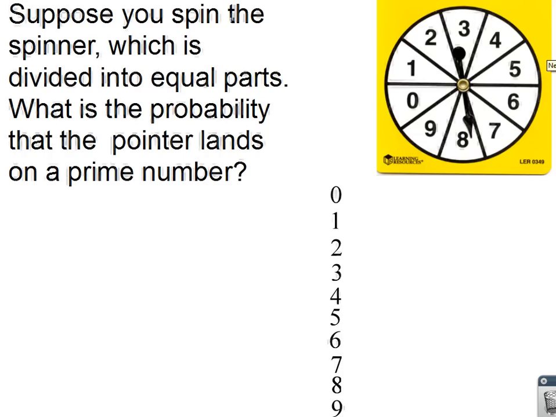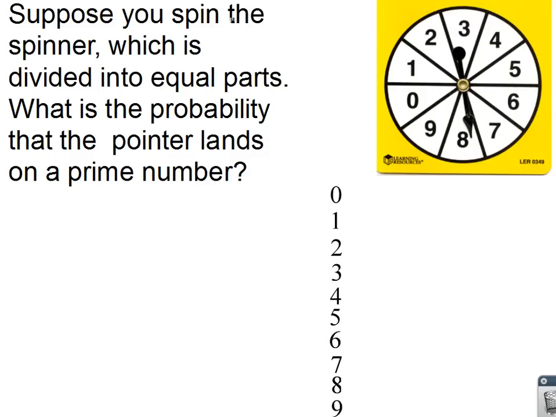All right, the next example says, suppose you spin the spinner, which is divided into equal parts. What is the probability that the pointer lands on a prime number? So there are a few things we need to know here. First of all, what's the probability that it lands on a specific number, how many times can that occur, and do we even know what a prime number is? So let's go through some of those thoughts right here.